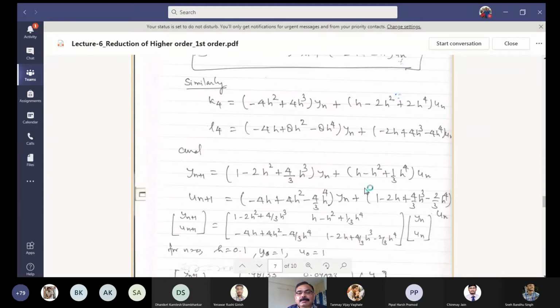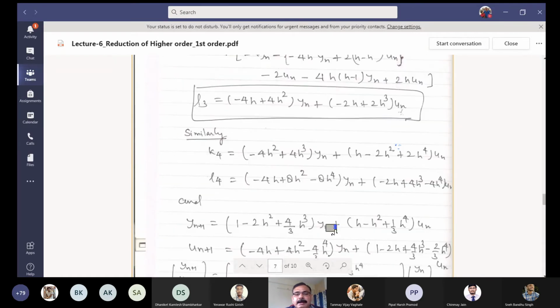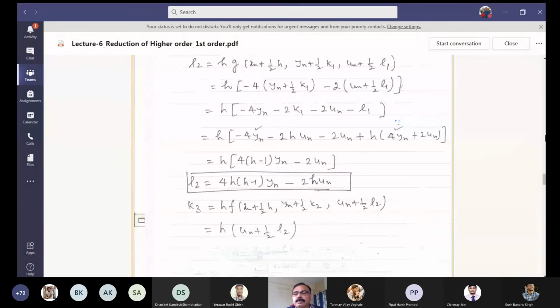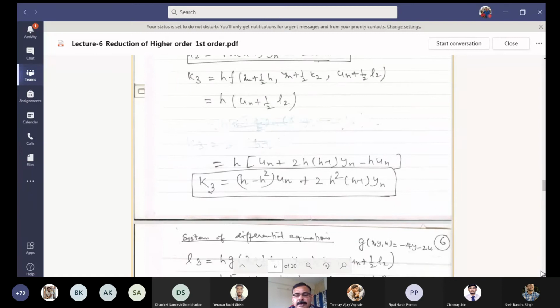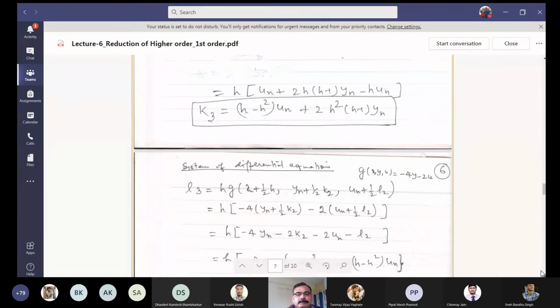So then put all these values into your method, the fourth order method, that yn plus 1 equal to yn plus 1 by 6 k1 plus 2k2 plus 2k3 plus k4, and then un. Fortunately, it can be written in terms of your vector form, but not every time it is possible. So wherever it is possible, you can use that vector form.